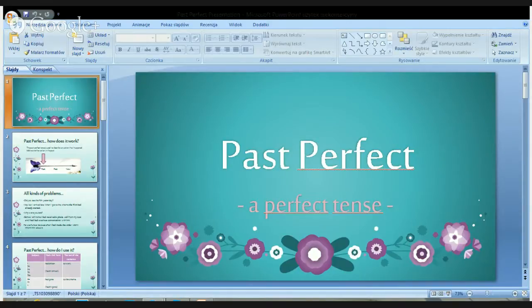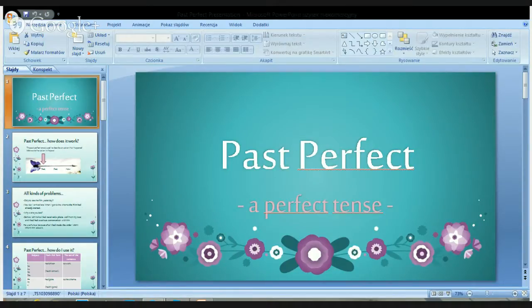And also, Kasia said, before I left home, I had received a phone call from my boss. So the first situation from the past was a phone call from the boss, and the second one was leaving the home. Another example, I had had a serious conversation with my boss before I left home. Again, first of all, she had this conversation and then she left home. As we can see, this tense is used for situations from the past which happened before other situations.